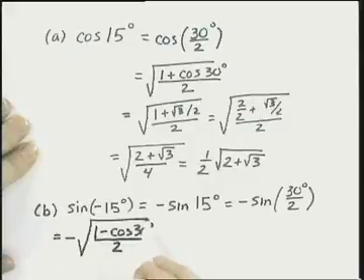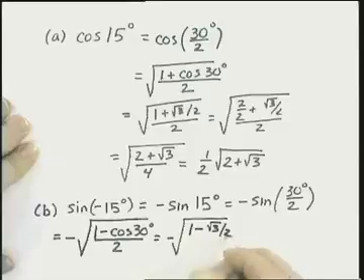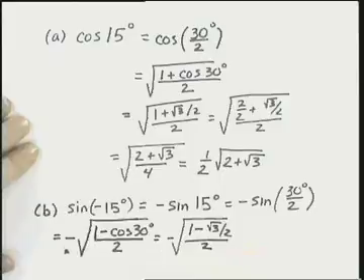Remember the half angle formula for the sine. So I have negative square root of 1 minus cosine of 30 degrees is square root of 3 over 2 over 2. And by the way, you might be wondering, how did you know to take the negative square root? I'm taking the negative square root because the terminal side of my angle is in the fourth quadrant where the sine function is negative.